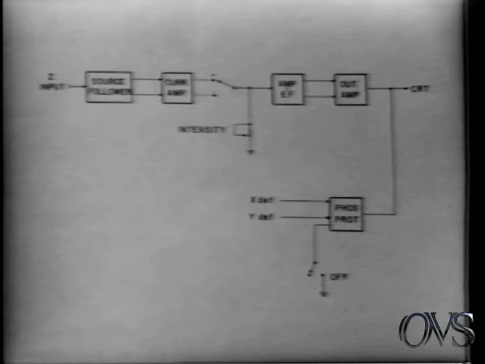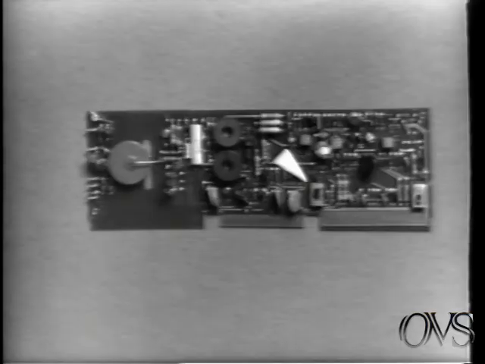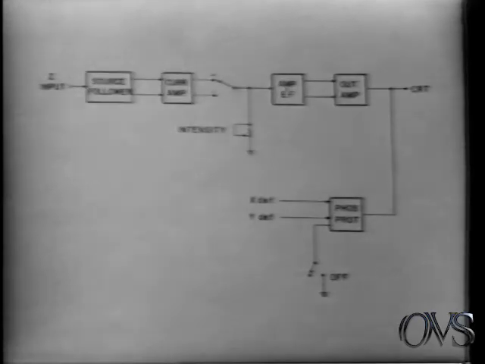Incoming signals are coupled through a source follower to a double-ended current amplifier. This permits selection of either positive or negative signals for blanking control. Here's the switch on the Z-axis amplifier board. The current amplifier output is summed with the intensity pot current, amplified, and applied to the CRT control grid. With no external signal applied, the Z-axis is controlled entirely by the intensity pot setting.